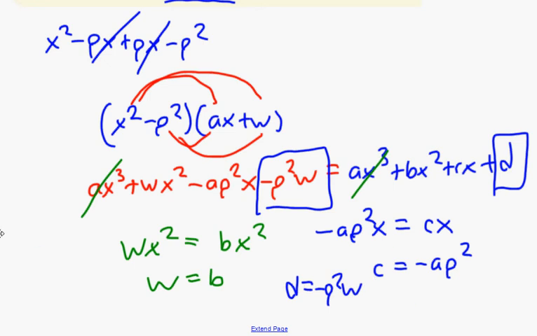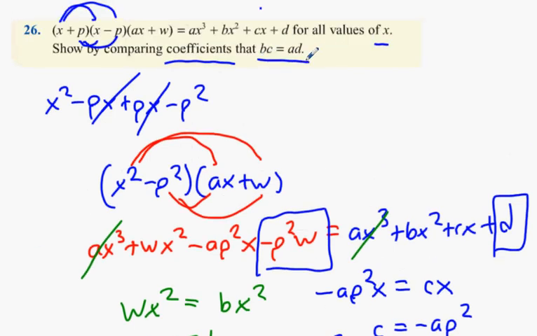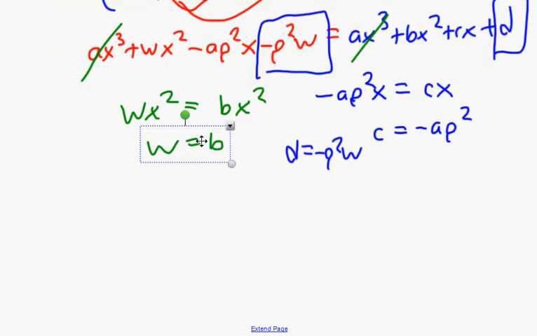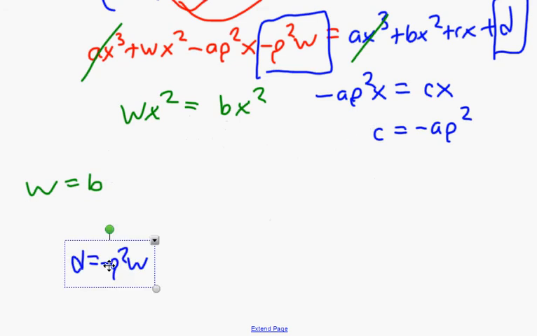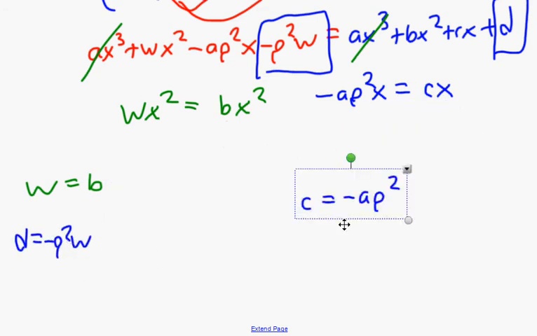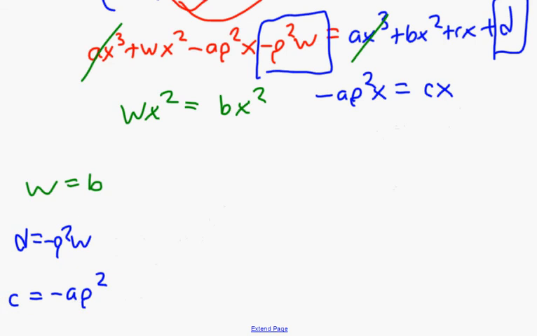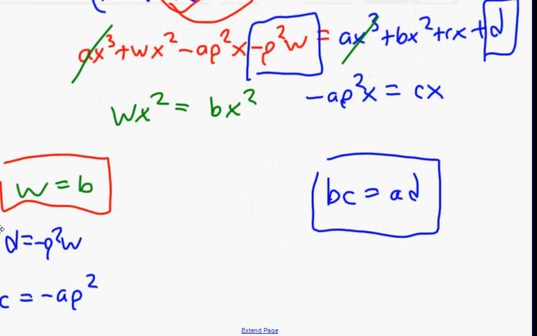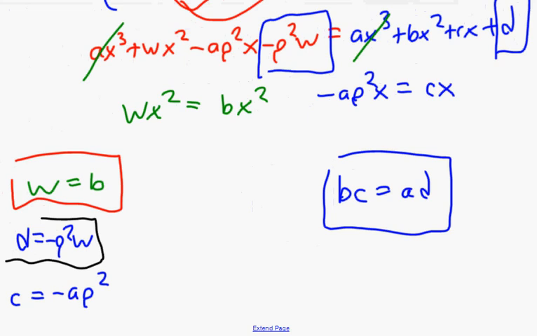So you have three equations. Now what does it want me to do? It wants me to show that BC equals AD. Now here comes the hard part. BC equals AD is the goal of the question. I currently have three random equations here. Equation 1, equation 2, and finally equation 3. That makes sense?